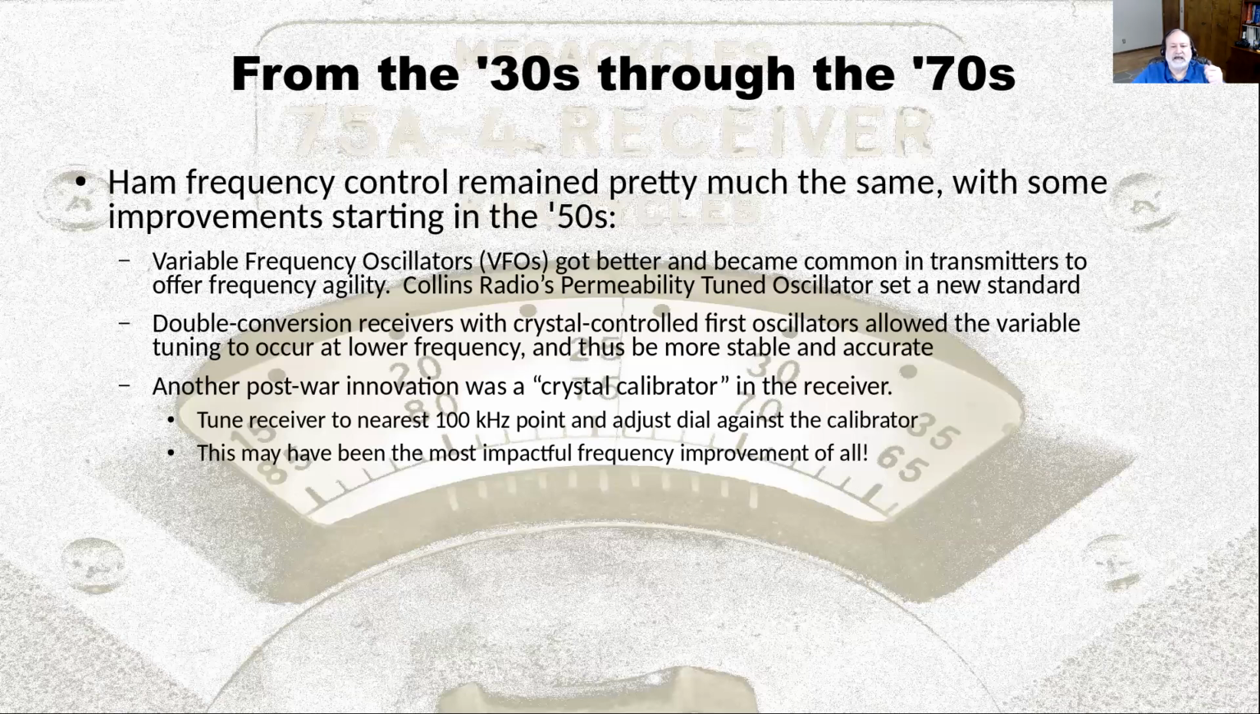Then after that, you could tune to any 100 kilohertz point in the receiver's span and adjust the dial to match the calibrator location. And that would allow you to get very accurate calibration, at least for the frequency above and below where you calibrated. And that was just a huge improvement from something very, very simple.